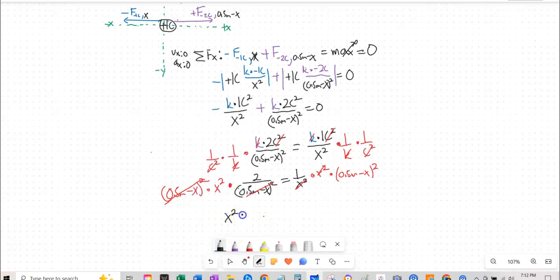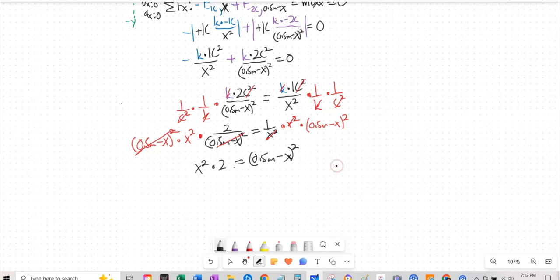x squared times 2 equals 0.5 meters minus x that we're squaring. Now we're tempted to FOIL this out and then bring this onto the other side, and then you get a quadratic, which you can totally do. It's just easier to just square root both sides. It's a little trick I learned when doing problems like this. Okay, and when we do that, what we get is x square root of 2, and we get 0.5 meters minus x.